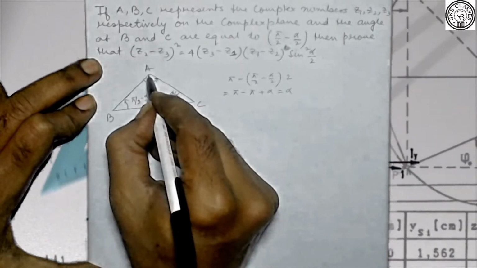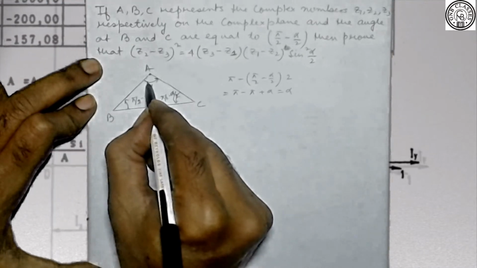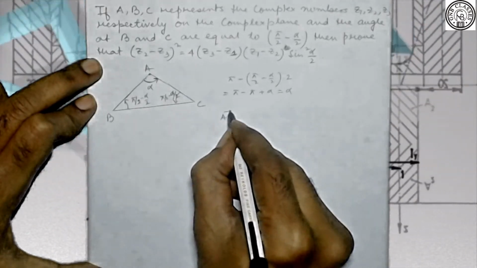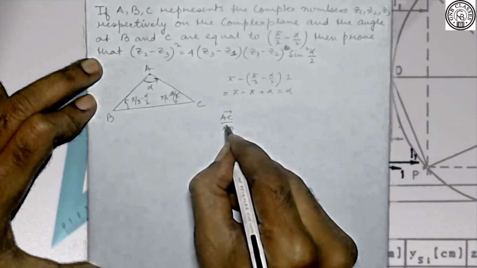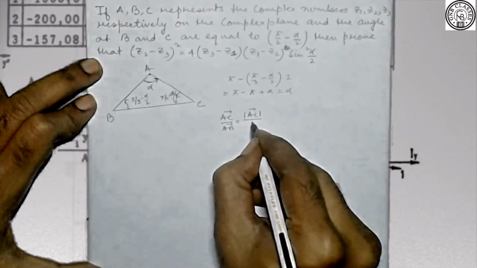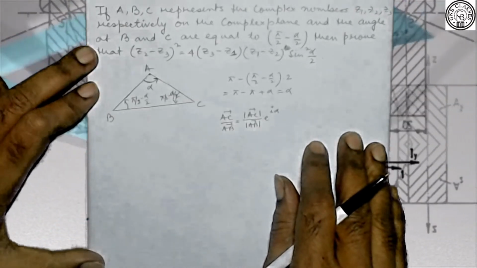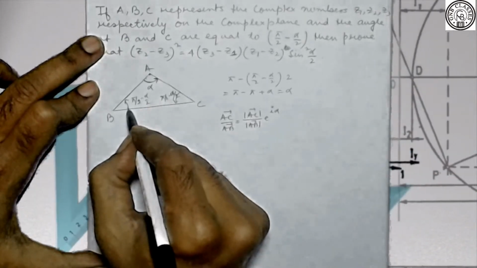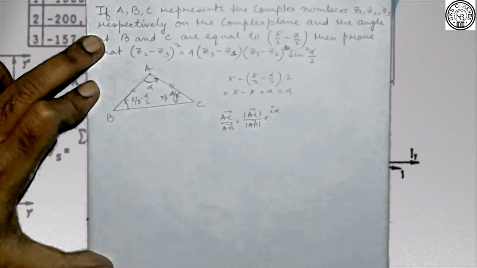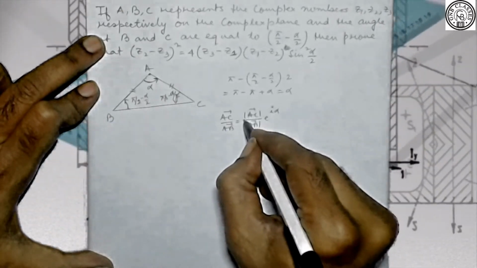Okay. Now let us apply the rotation theorem at point A. So we have measured this angle in anti-clockwise direction. So it can be written as AC vector by AB vector equals mod of AC vector by mod of AB vector e to the power iota alpha. Is it clear? Now, since these two angles, that is B and C, are equal, we can say that it is an isosceles triangle. So the lengths of AC and AB are equal, so I can cancel these two.